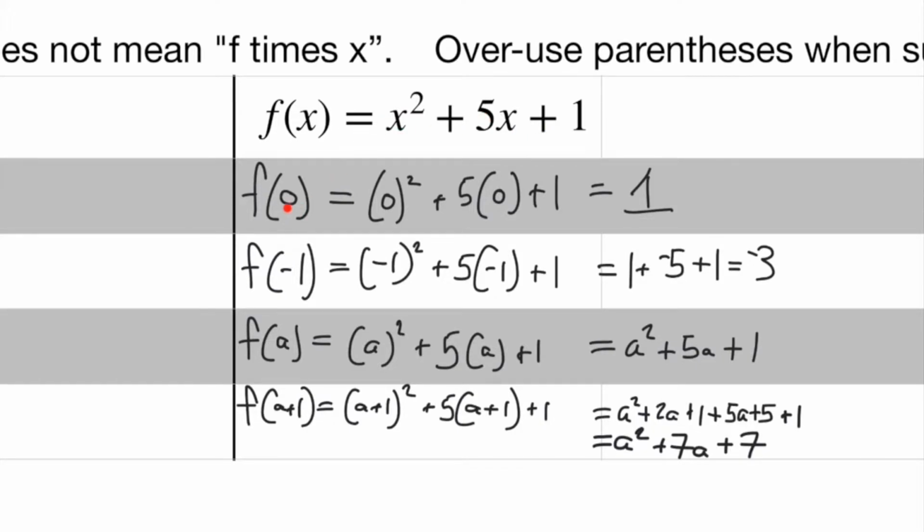What if we redefine f to be something a little bit more complicated, like a quadratic? Still not a big deal. You can plug 0 into this. 0 squared plus 5 times 0 plus 1, it's still going to equal 1. f of -1 is going to be (-1) squared plus 5 times (-1) plus 1.